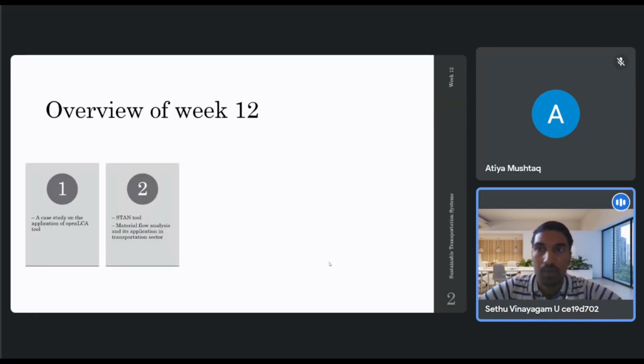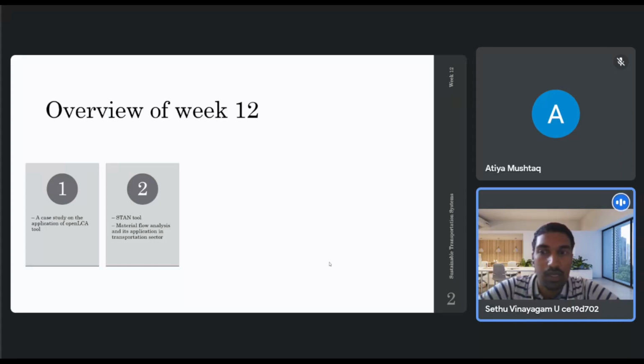In the second lecture, we looked at another tool called substance flow analysis, or STAN for short. This is a tool that is used to conduct material flow analysis, or MFA in short. We already looked at what material flow analysis is in one of the earlier lectures. Basically, it is to analyze the flow of goods and substances across a system, where a system is what we define, with everything within a given process boundary.